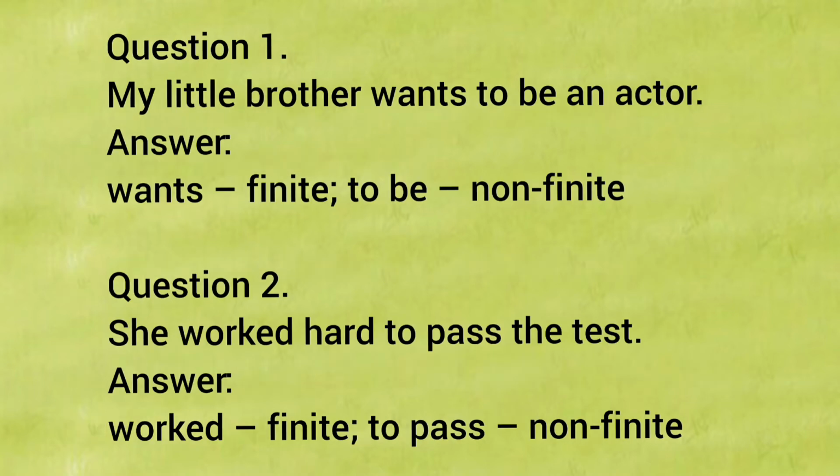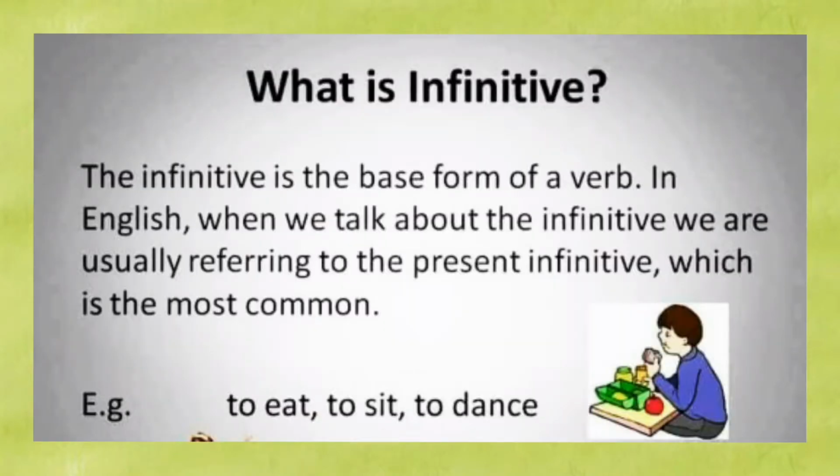Now let's see finite and non-finite verbs in the sentences. My little brother wants to be an actor. Here, wants is the finite verb, to be is the non-finite verb. She worked hard to pass the test. Worked is the finite verb, to pass is the non-finite verb. You understand finite and non-finite verbs.